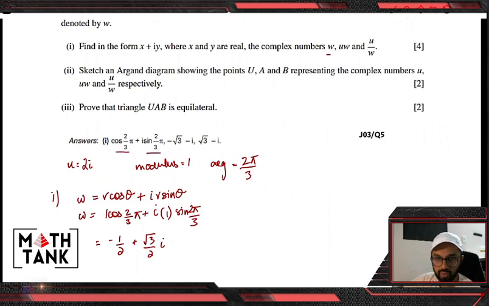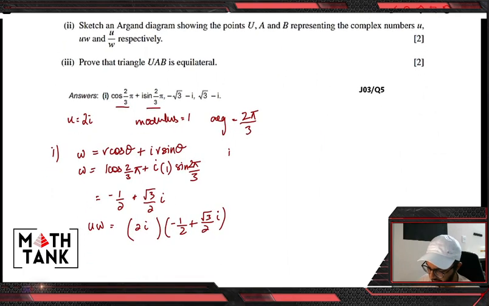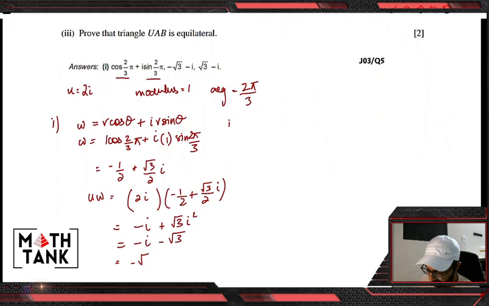They've written it in the modulus argument form, which is fine. I think we should write it in the x plus yi form, and that's what I've written. Part 2 says that's w. I also need to figure out uw. So what I'm going to do is multiply 2i with minus half plus root 3 over 2 i. That gives me minus i plus root 3 i squared, and that gives me minus i minus root 3. So it's supposed to be written in the form x plus yi, so minus root 3 minus i is uw.